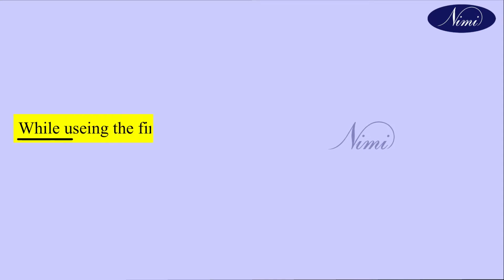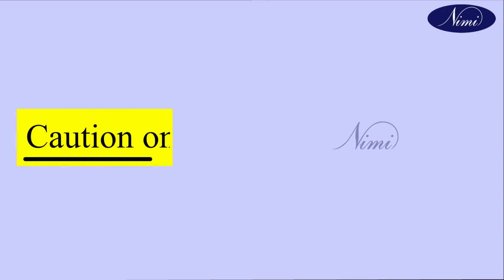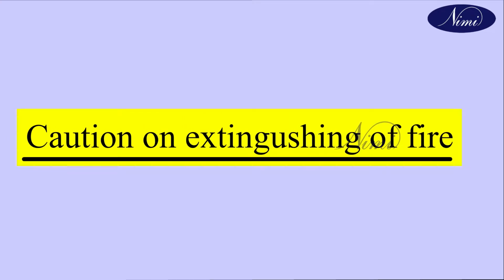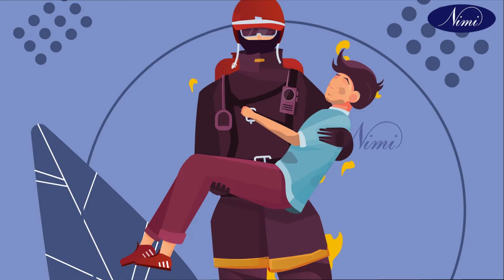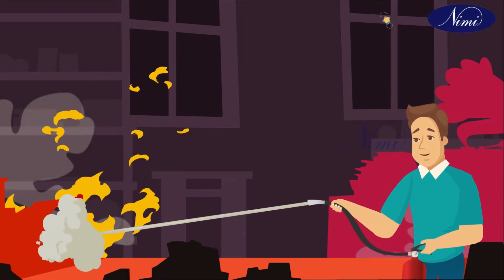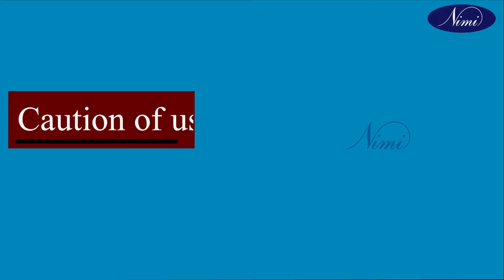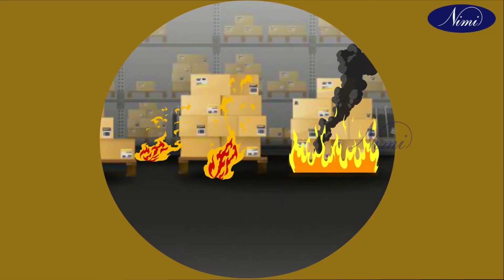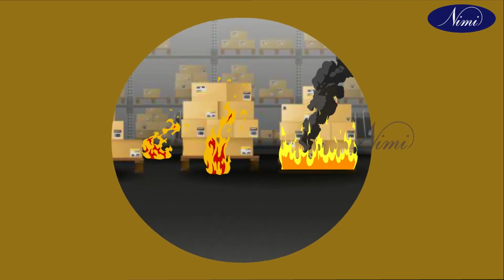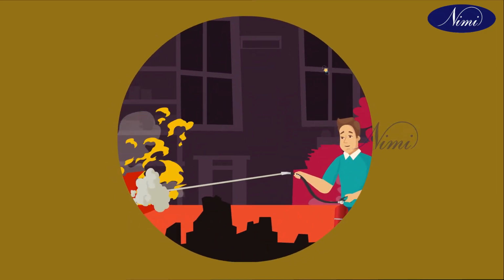While using the fire extinguisher, we have to follow some cautions. Caution on extinguishing of fire. Fire is a life-risking factor. So while trying to extinguish a fire, we should be very careful about our safety. Caution on using a fire extinguisher. While putting off the fire, the fire may flare up, but do not panic, as it will be put off promptly.